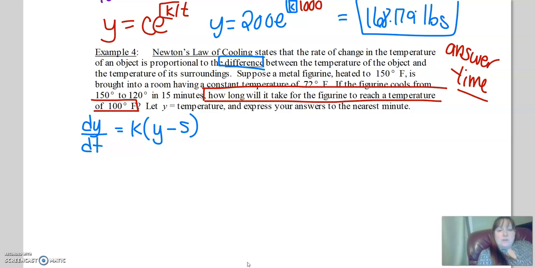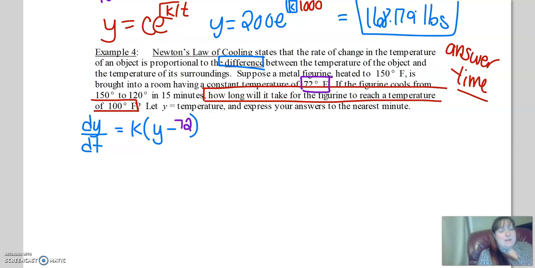Okay, so here we have this metal figurine. It's heated to 150 degrees Fahrenheit. So the first thing we want to do is try to write a relationship between the rate of change and these variables. And we're going to use differential equations to solve that, because we're in calculus, right? So what is the temperature of the surroundings? Well, we see here it comes into a room that is 72 degrees Fahrenheit. So the temperature of our surroundings is 72 in this case. So we're going to start there.